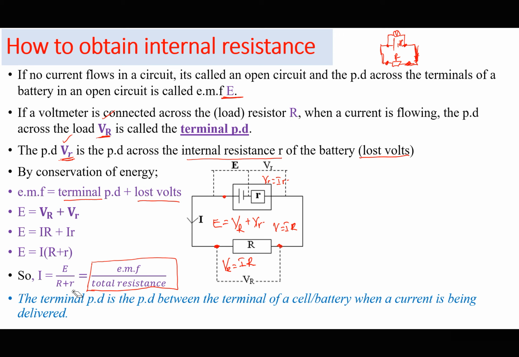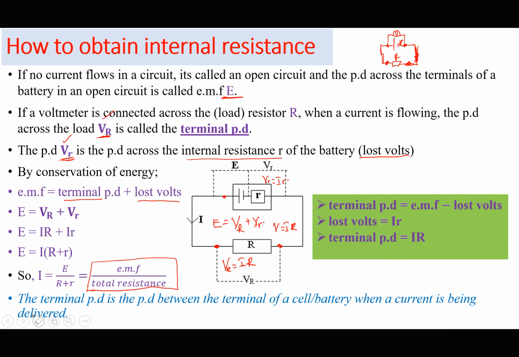The PD between the terminals of a battery when the current is being delivered, that is terminal PD. And the PD between the terminals of a battery when there is no current will be the EMF. So when I make terminal PD the subject, of course, terminal PD will be EMF minus lost volts. Do not forget that the lost volts is I times small r, and do not forget that the terminal PD is I times capital R, where capital R is the external resistance. A few things we need to note.